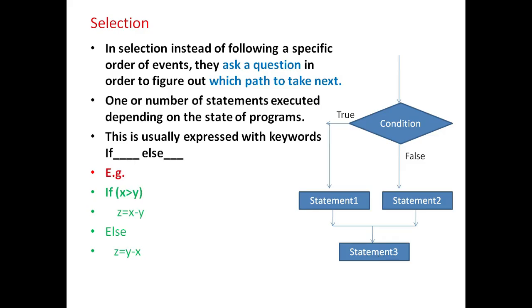For example, first we'll check if x is greater than y. If this condition is true, the z equal to x minus y statement is executed. And if this condition is false, z equal to y minus x is executed.